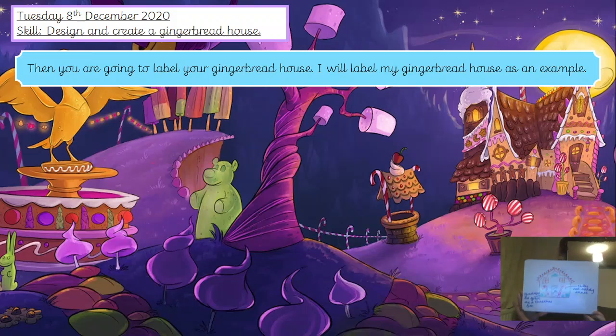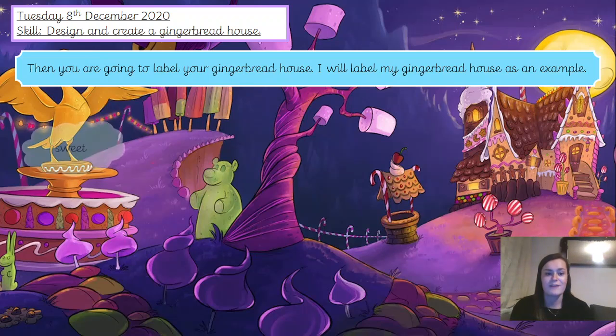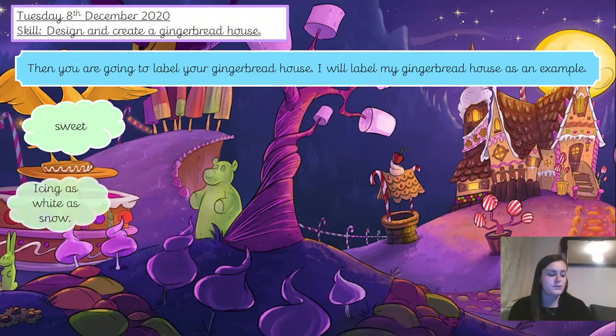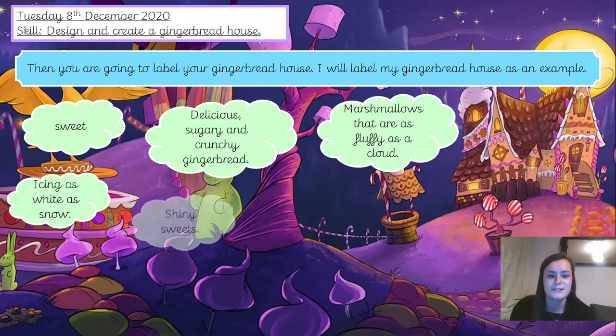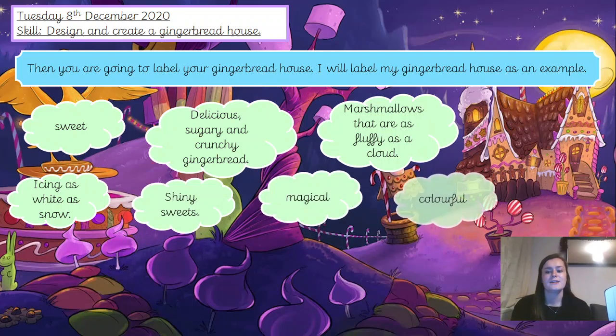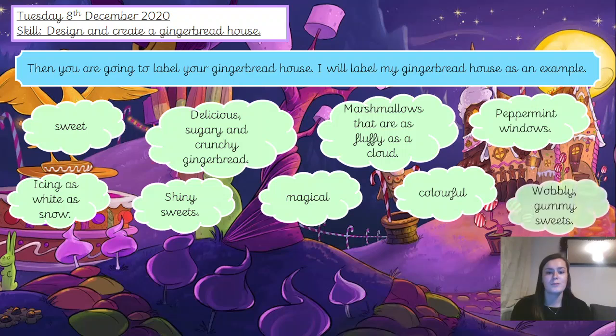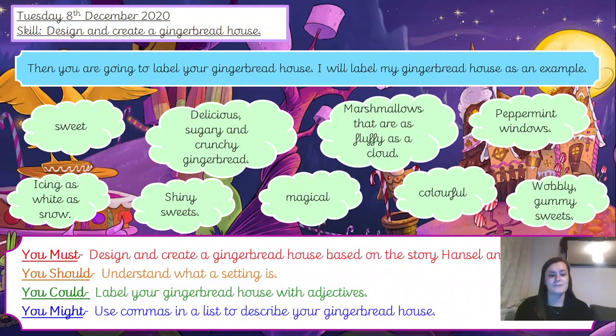Okay. So I've got two labels on there at the moment. I'd like you to have a go at seeing if you can include as many different annotations as you can, as many different labels as you can. So on the PowerPoint, we've got some examples of adjectives and descriptive vocabulary that you could use to describe your gingerbread house, but I'd like you to come up with some of your own as well.